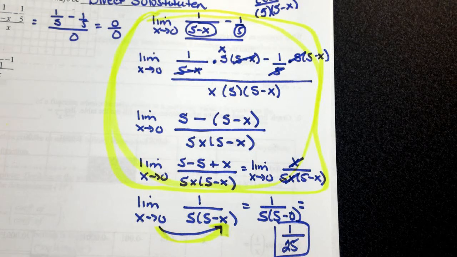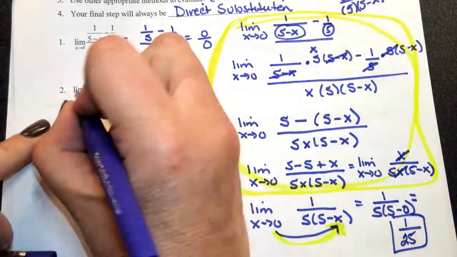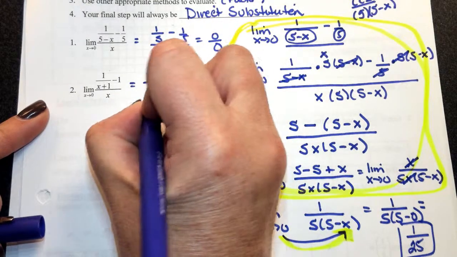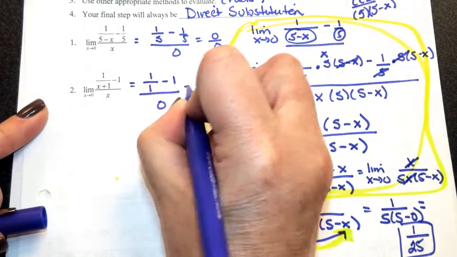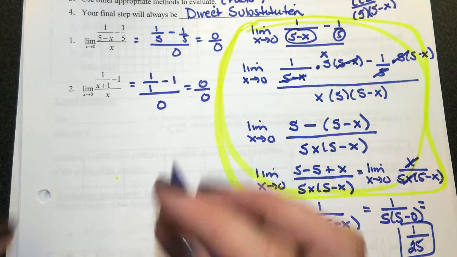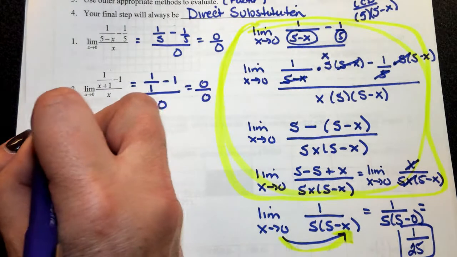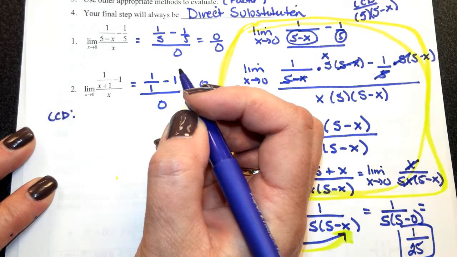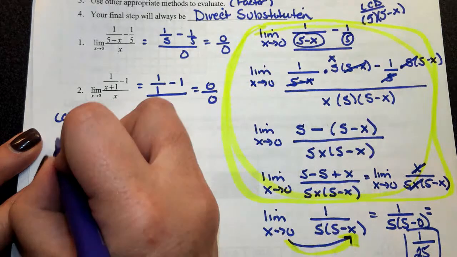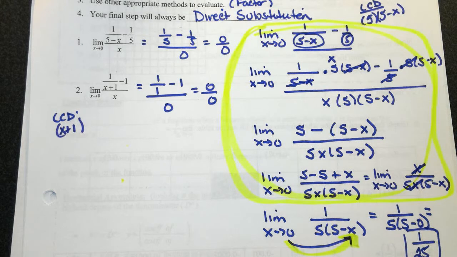All right? Let's take a look at number 2. Again, if I plug in 0 for x, always try and do your direct substitution first. I have 1 over 1 minus 1 over 0. Notice that gives me 0 over 0. Notice I have a complex fraction because I have a fraction in the numerator. What's the LCD going to be here? X plus 1. So you guys go ahead and practice that. See if you can simplify that complex fraction for me.